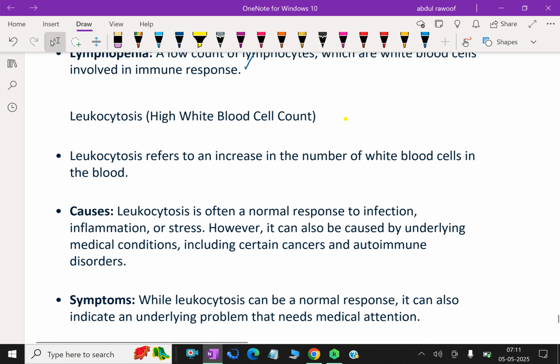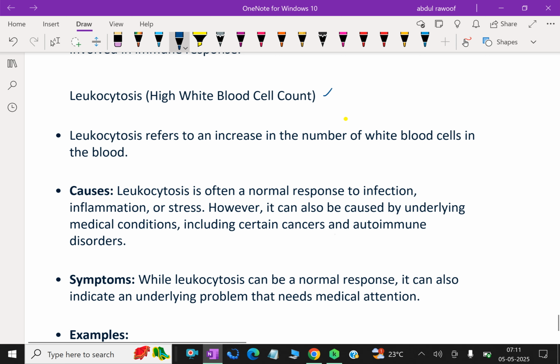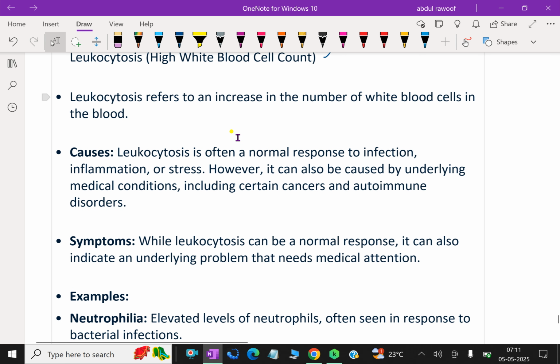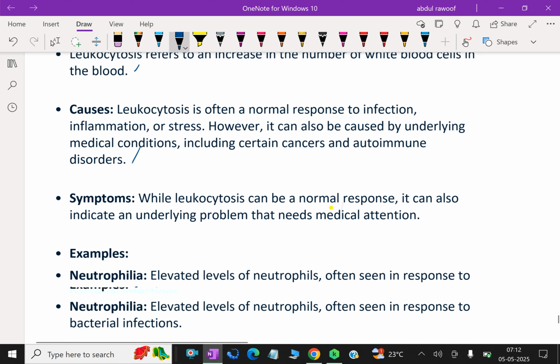Leukocytosis, that is, high white blood cell count. Leukocytosis refers to an increase in the number of white blood cells in the blood. What are the causes? Leukocytosis is often a normal response to infections, inflammation, or stress. However, it can also be caused by underlying medical conditions, including certain cancers and autoimmune disorders. What are the symptoms of this?